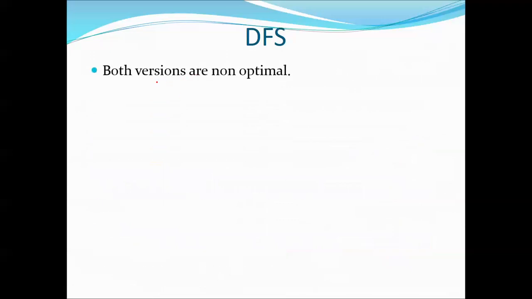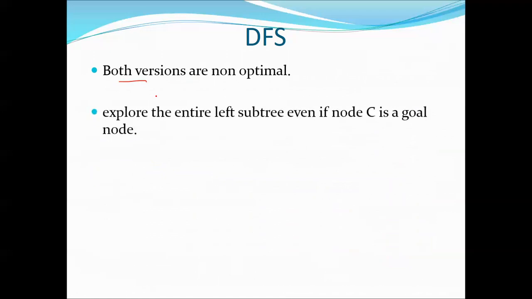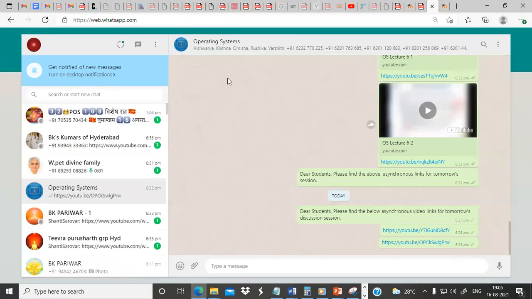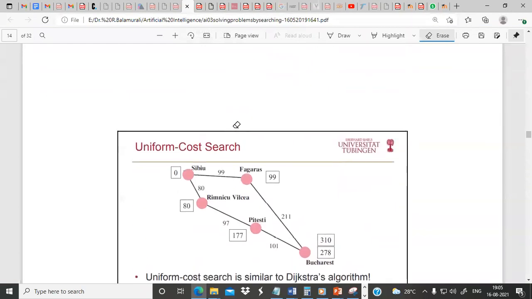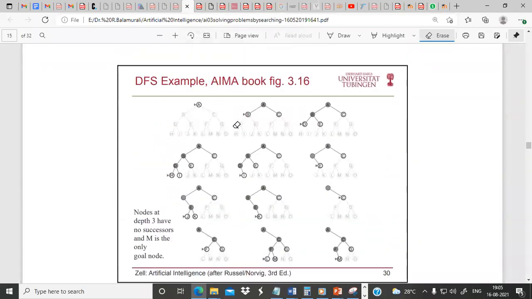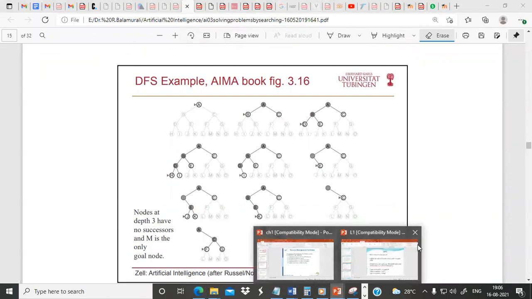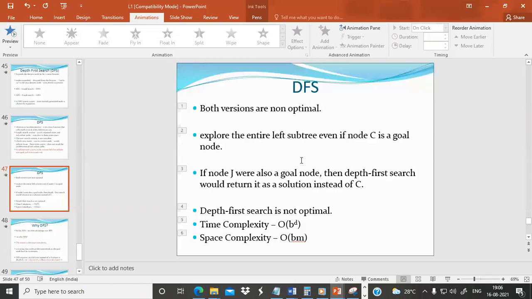So basically, both versions are not optimal. The graph search or tree search, both are not optimal. So let us discuss one example. So this is a graph. What we are going to discuss is how this graph is explored using DFS, that we will see.